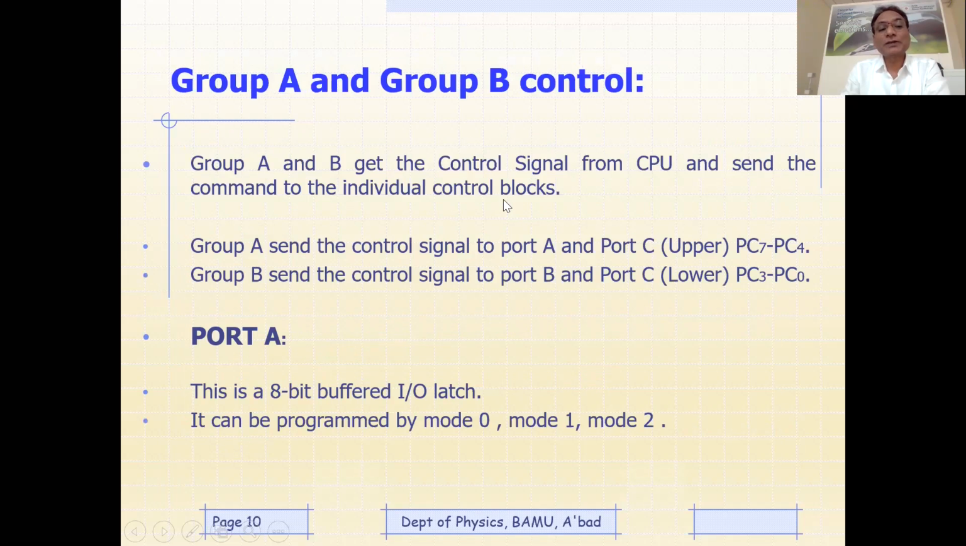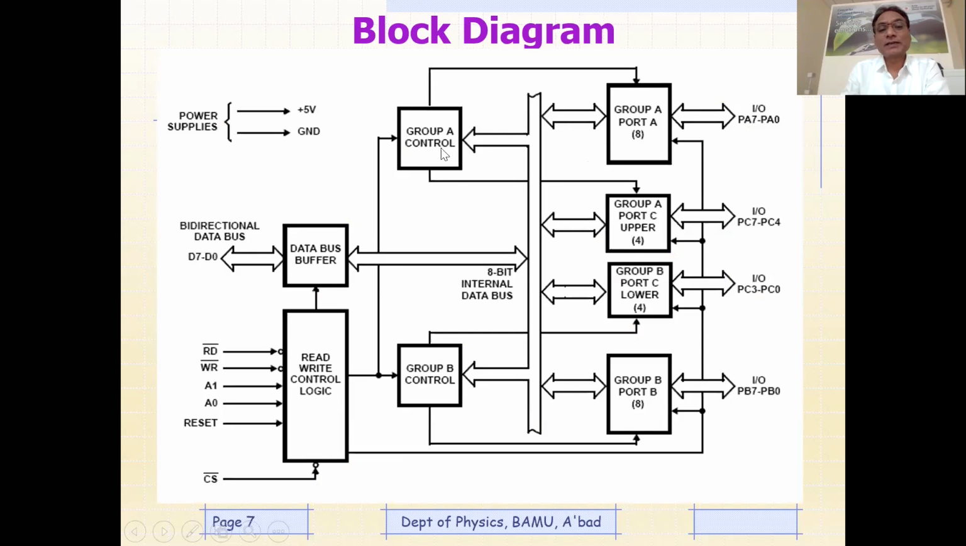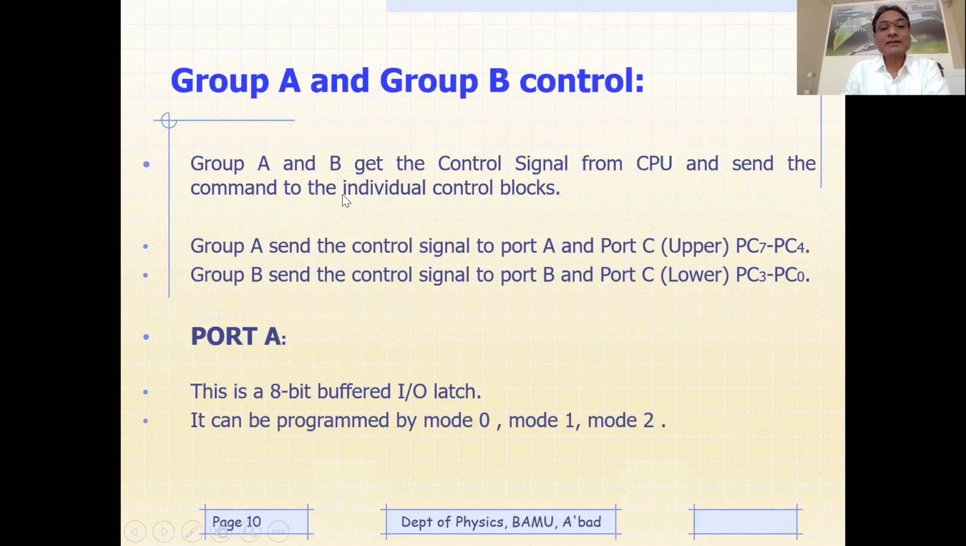Next is group A and group B control. This part, group A control and group B control, right? This and this section. You can see here that group A and B get the control signal from the CPU and send the command to the individual control block. CPU means the system bus. It could be 8085 or 8086. Group A sends the control signal to port A and the upper part of port C. So group A will be responsible for controlling the operation of port A and the upper part of port C. Group B is responsible for controlling the transfer of data of port B and the lower part of port C.